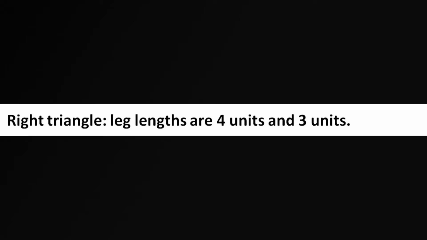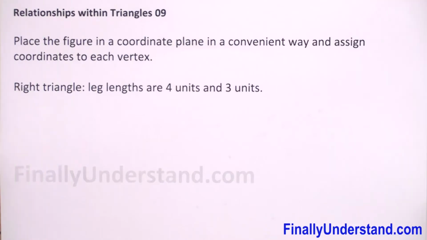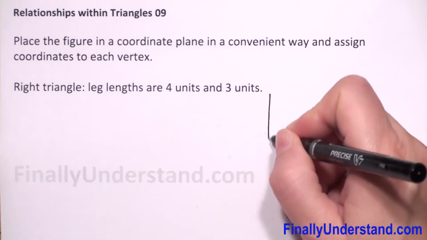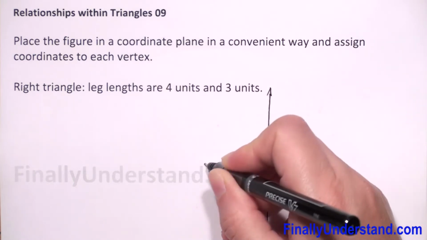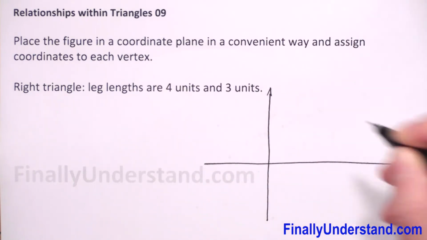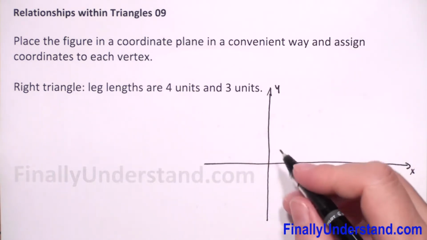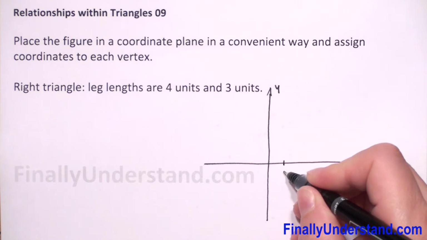We have to place the figure in coordinate plane in a convenient way and assign coordinates to each vertex. We have a right triangle and the leg lengths are 4 units and 3 units. So first let me draw the XY plane, x-axis and y-axis. Because we have 4 units and 3 units, we need to choose a unit.